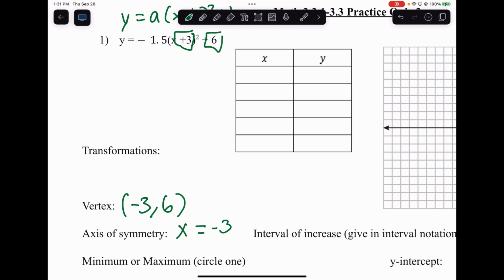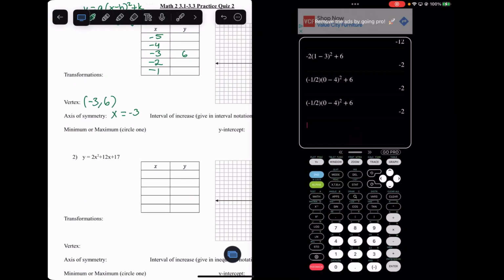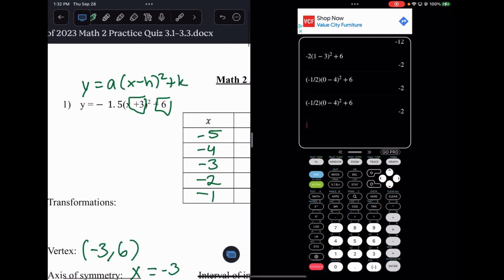Then what we can go ahead and do is start filling in the chart. All right, so we have the point negative 3, 6, and we're going to plug in 2 points ahead of it and 2 points after it. So the two numbers before negative 3 are negative 4 and negative 5, and then after we've got negative 2 and negative 1. All right, so then we're going to plug this into our function.